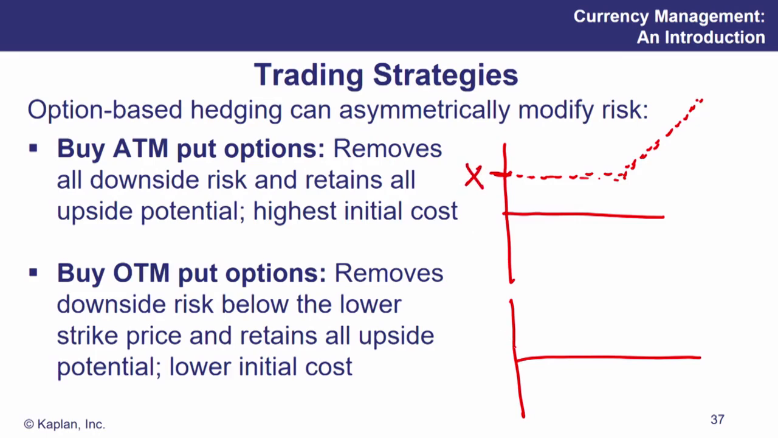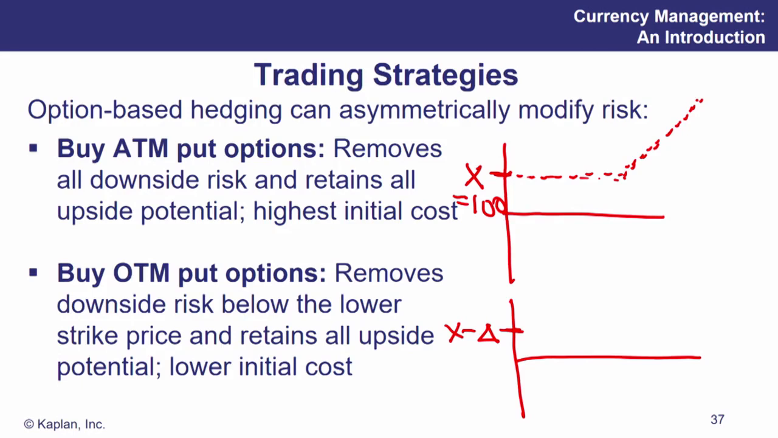If I have an out of the money put option, what I'm doing here is removing the downside risk below the lower strike price and still retaining all the upside potential. So basically, I'm going to allow the portfolio to have a slightly lower value in the worst case scenario. So let's say that's X minus delta, delta being some positive amount of money. Let's put some numbers to this. Let's say this is 100.